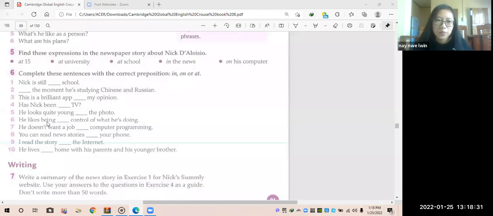And 6, he likes being blank control of what he is doing. In control. I think in control of. Right? In control of what he is doing. And 7, he doesn't want a job blank computer programming. At computer programming? At. In, I think in. In. Okay, the answer is in computer programming.